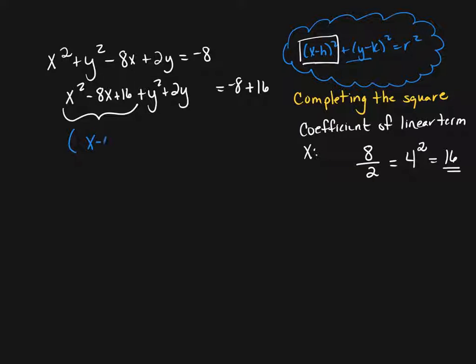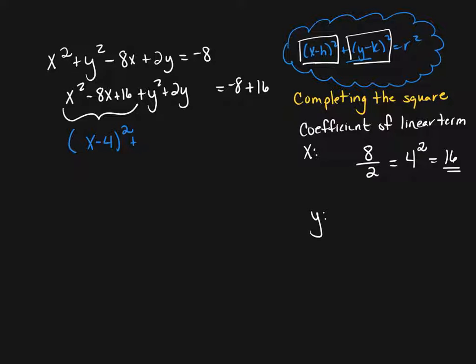x minus 4 squared. And I've got that dream that I was thinking about up there. I've got the x part ready. Okay, plus. Now let's look at what we've got to do for our y. We've got to complete the square for the y, so we can put it in this pretty form.